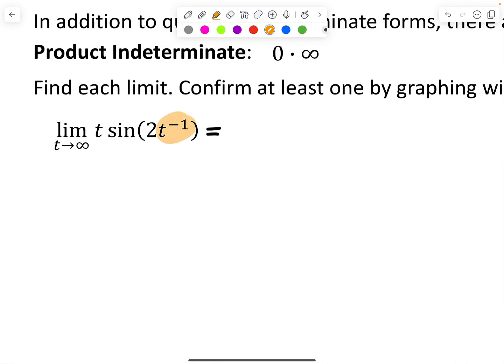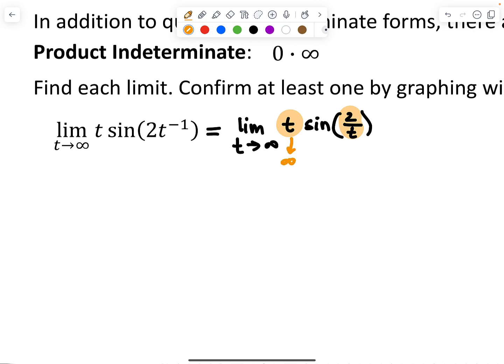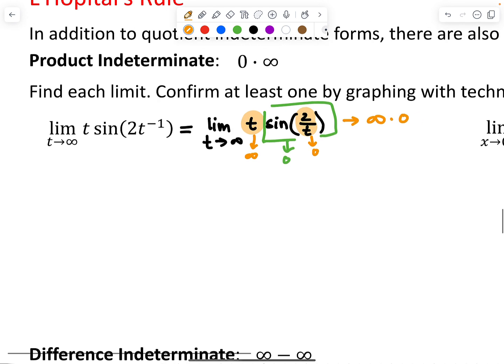I see a t to the negative 1 here, so I'm going to rewrite this function as the limit. We have a t times sine of 2 over t. So this t will approach infinity, and this 2 over t will approach 0. So this green expression will approach sine of 0, which is also 0. So overall, we have a limit that's infinity times 0. Now, our strategy is going to be to algebraically rewrite this in such a way that a quotient indeterminate can be produced, and then I can use L'Hopital's rule from there. L'Hopital's rule only applies to quotient indeterminates.